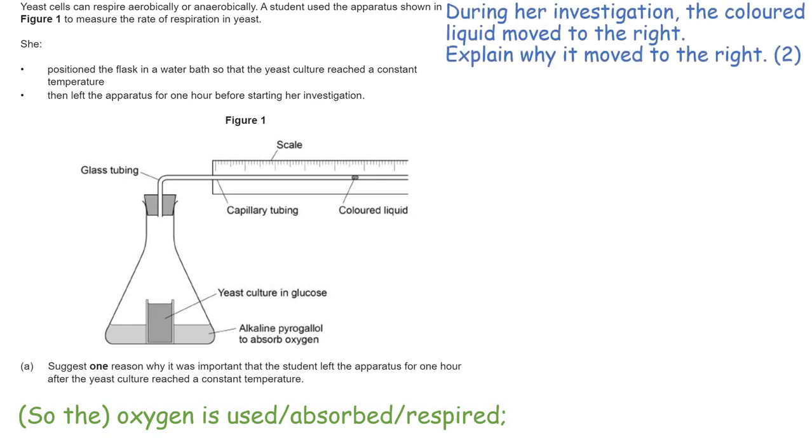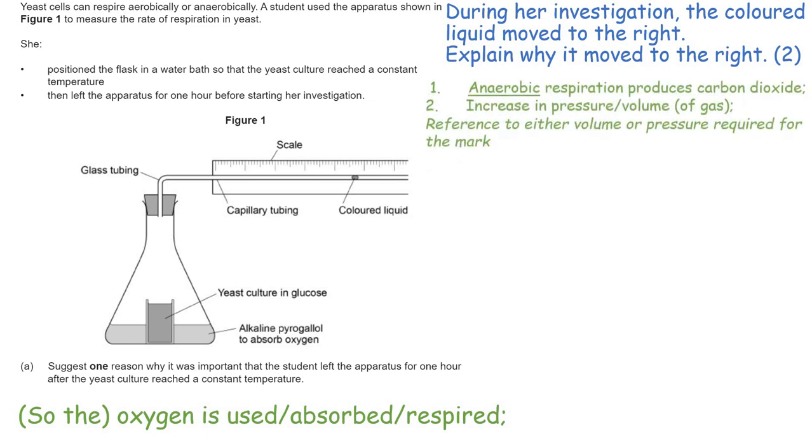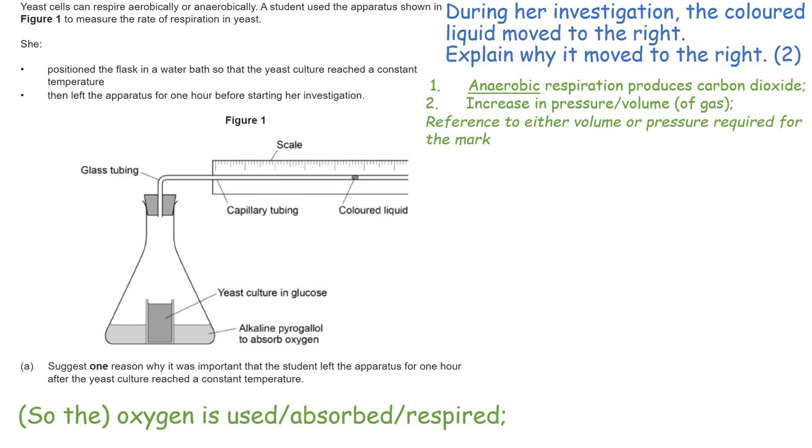During her investigation, the coloured liquid moved to the right. Explain why it moved to the right. It's anaerobic respiration, obviously because the oxygen has been absorbed, so there is no oxygen. Anaerobic respiration produces carbon dioxide. That increases the pressure or volume of the gas, which causes it to move to the right.